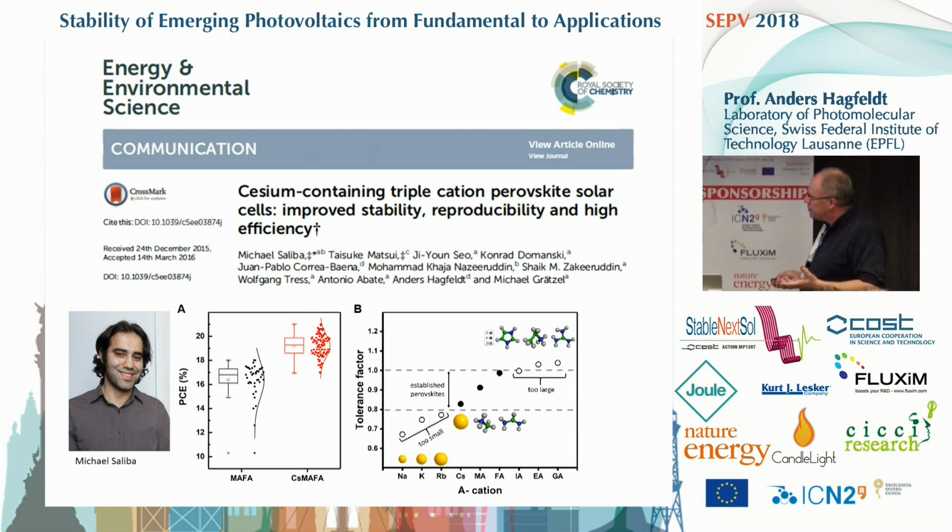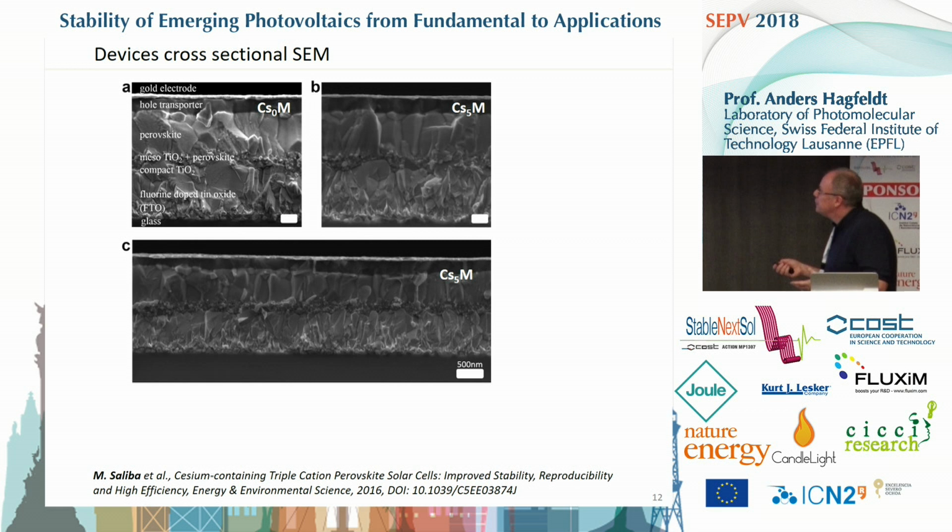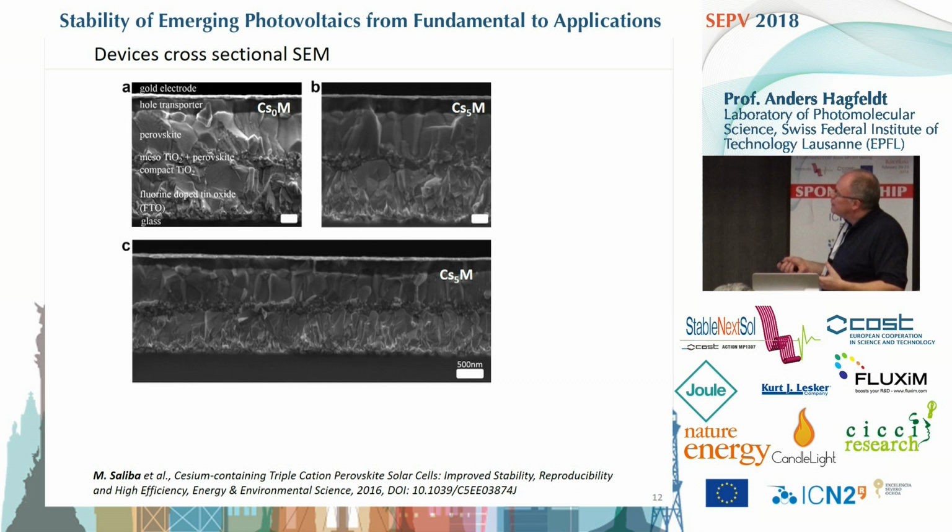What we could tell of this improvement was that we saw larger grains formed. For example, here you have a cross-section SEM, 0% cesium, that's the double cation. Fairly large grains, but you also see grain boundaries in the horizontal direction like this here, which means that the charge has to be transported across the grain boundaries. What we saw with the addition of the cesium is that we form very nice monolithic grains.